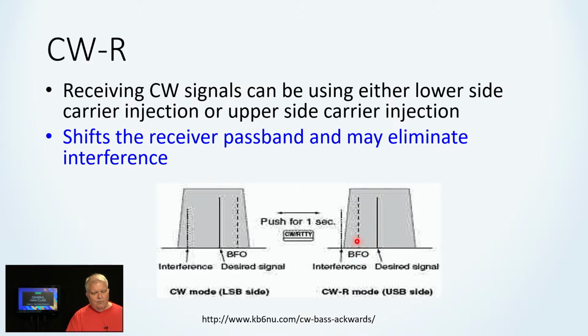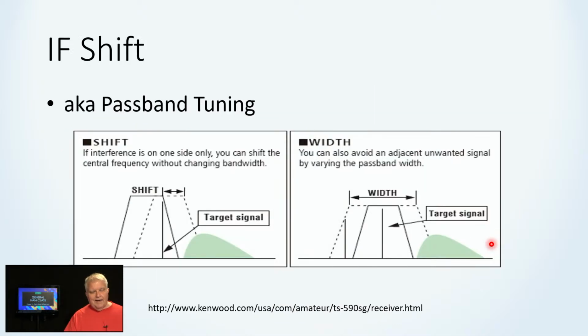You have the BFO below the desired signal. And now the pass band is clean. The interfering signal is outside of the pass band, and you may be able to receive the Morse code signal cleaner. That's CWR, CW reverse. Other knobs that you may have on your radio: IF shift, also known as pass band tuning, allows you to move the IF band pass of your filters up or down in frequency, or widen them out or narrow them up. This can be done in analog and digital circuits.